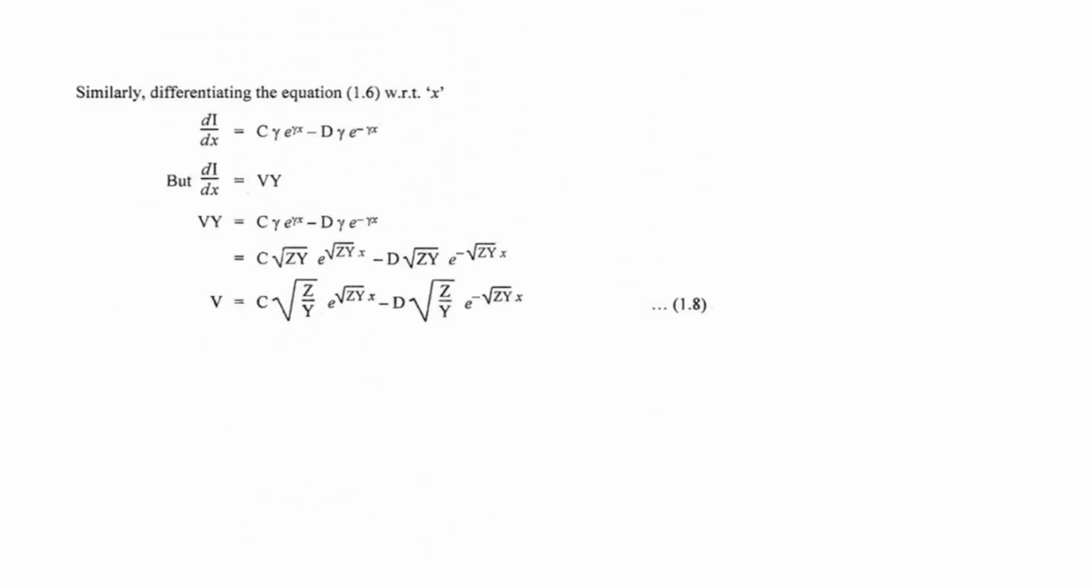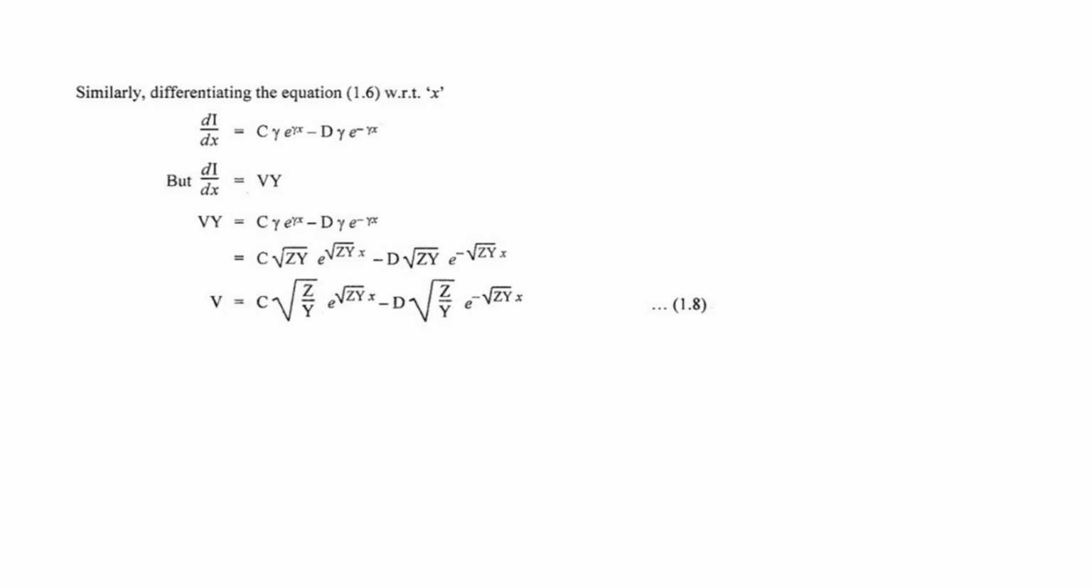So here we differentiate equation 5 with respect to x, and we substitute dv by dx equal to I into z from equation 1, and we get the expression for I. Then the next step, we have to differentiate equation 6 with respect to x. So differentiating 6 with respect to x, it becomes di by dx equal to c into gamma e power gamma x minus d into gamma e power minus gamma x.